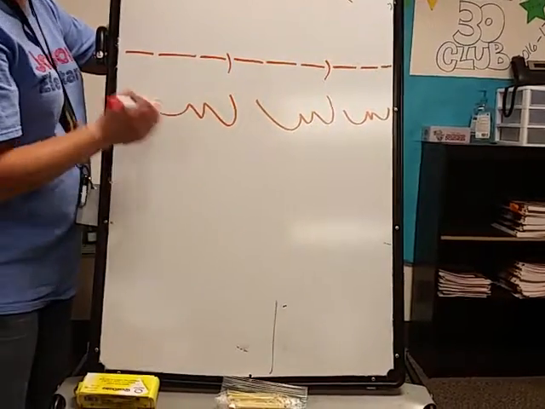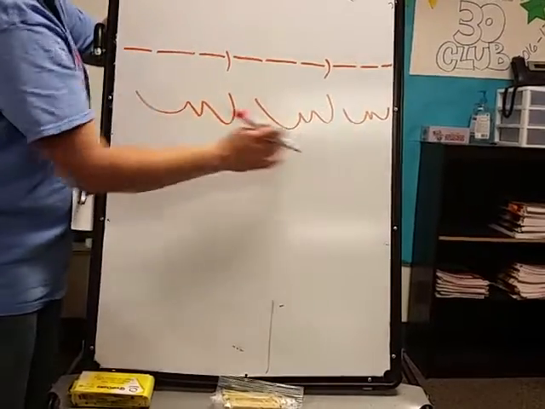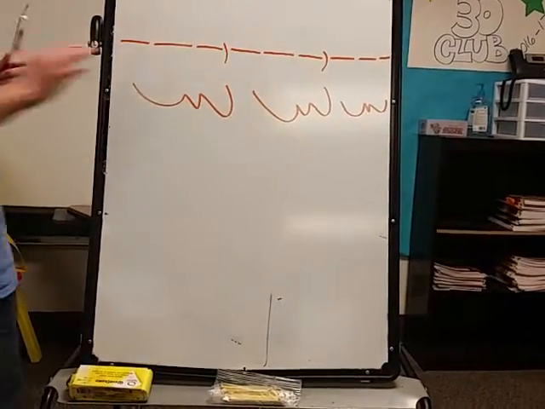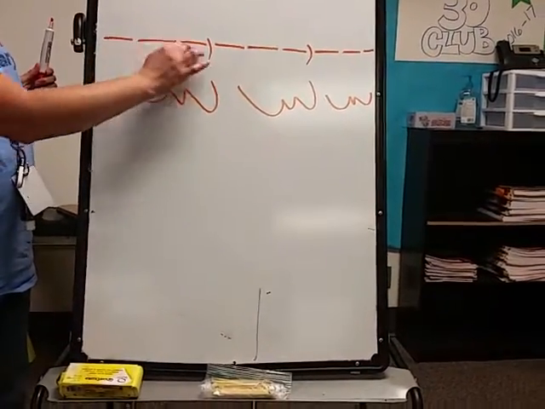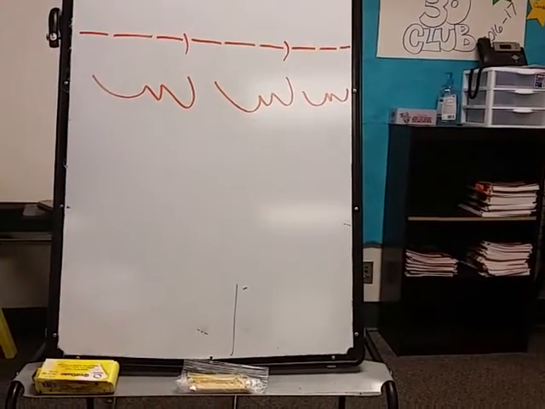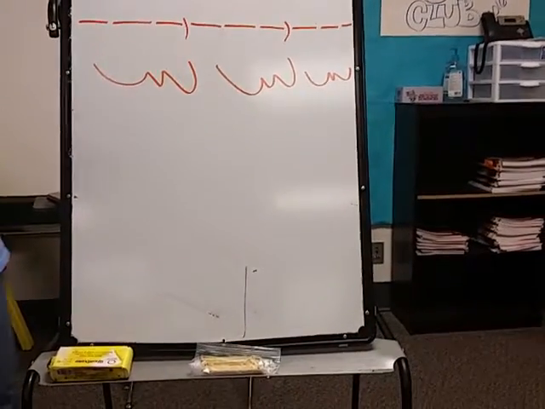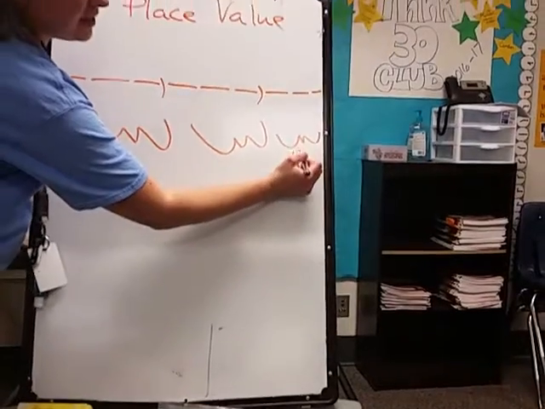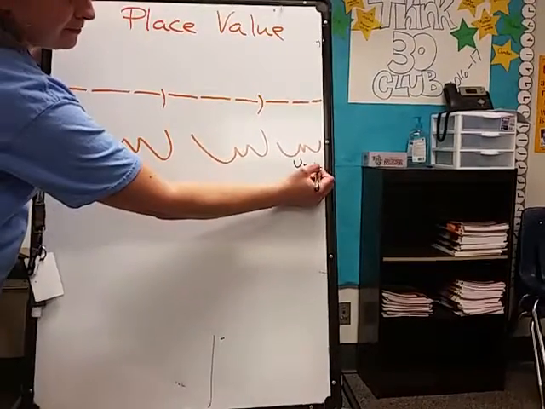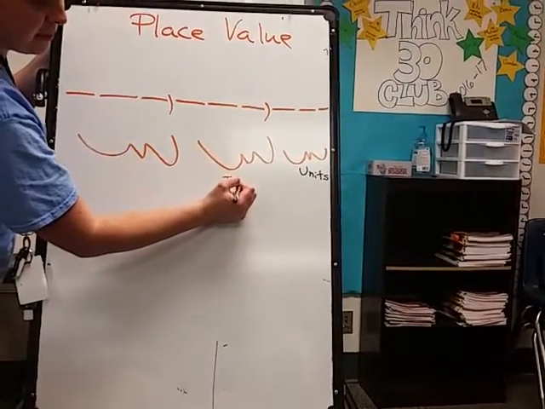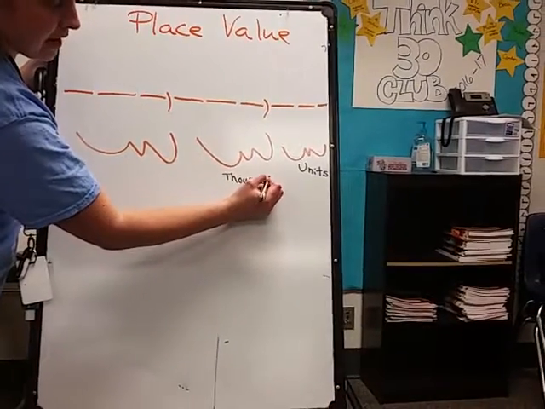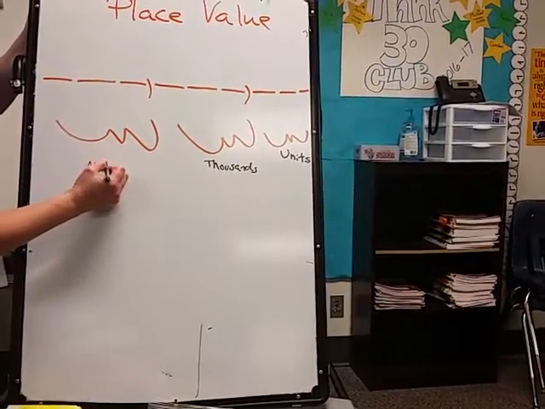These are periods. And within each period are 3 places. So these things right here are places. Specifically, this is the units period. This is the thousands period. And this is the millions period.